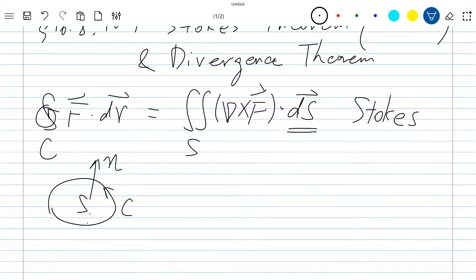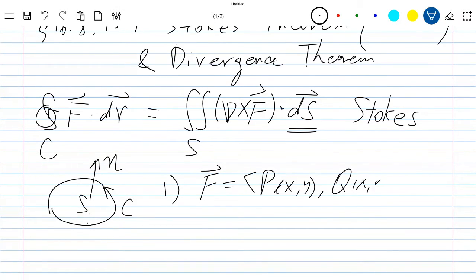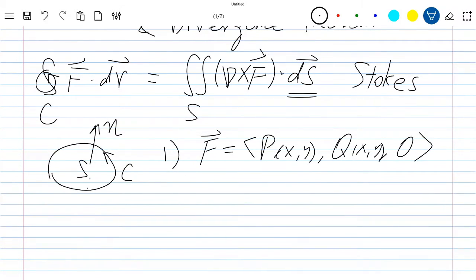Actually, I'm going to just give you one or maybe two special cases. Okay, first special case: if our vector field happens to be as simple as just P and Q and no R, and it's also only about x and y, so it's a completely two-dimensional field. It's a 2D field, and our curve is also 2D.